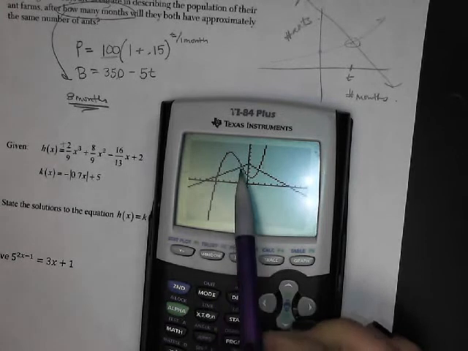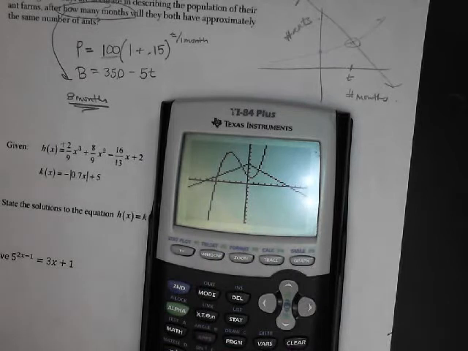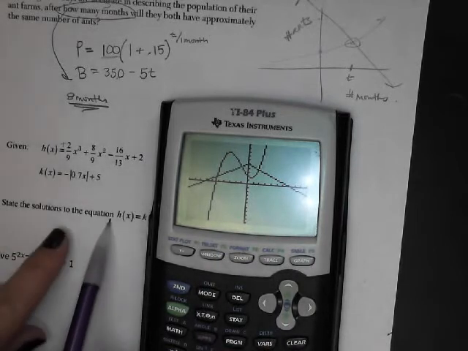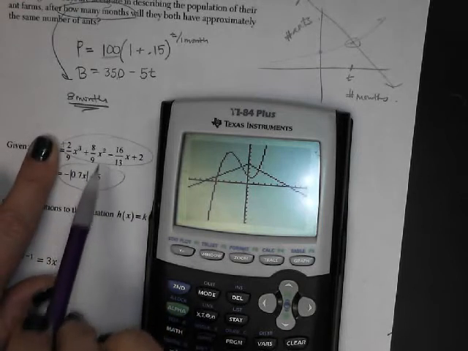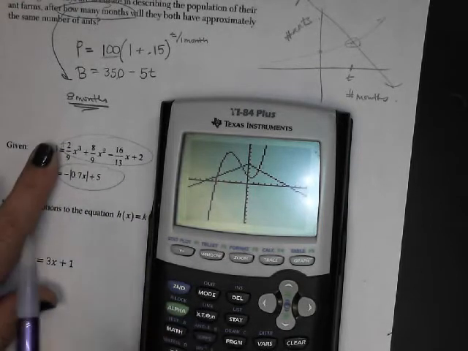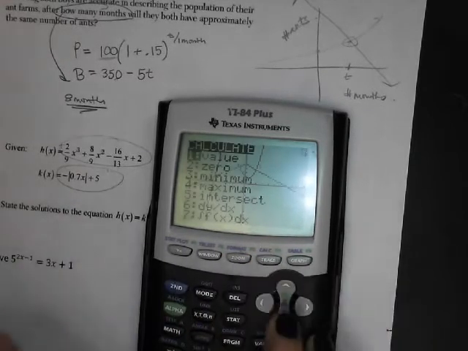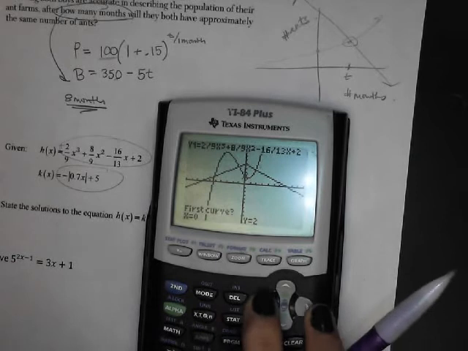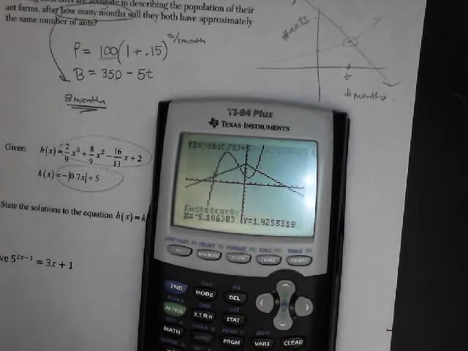So we have 1, 2, 3 solutions. It's not going to cross again there. It's definitely not going to cross again there. So we just have to find those solutions. Now the solutions for when this equals this is just the x-coordinate. The y won't be involved. So when we trace these points, we want just the x-coordinate. Intersect. We'll go all the way over, and we'll find this one first. Enter, enter, enter.